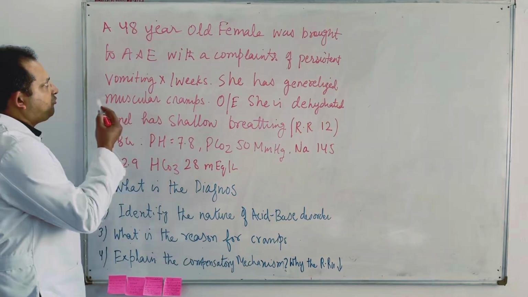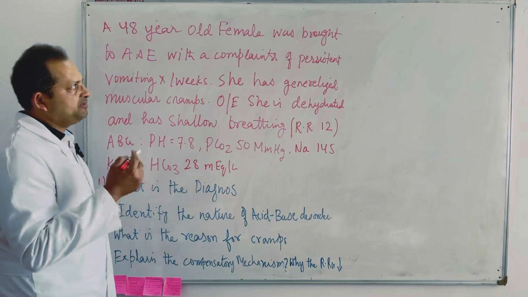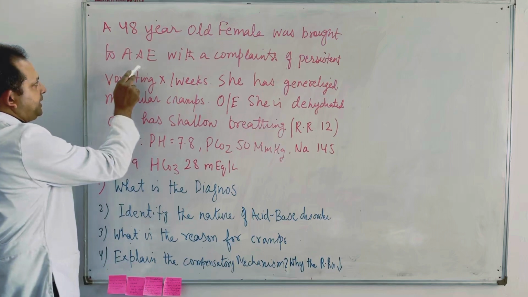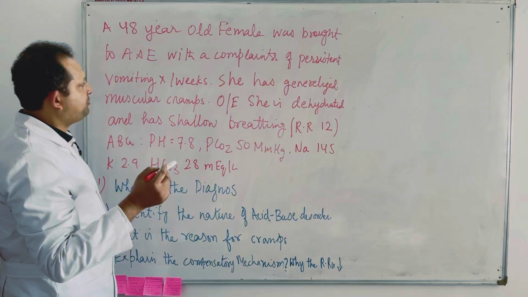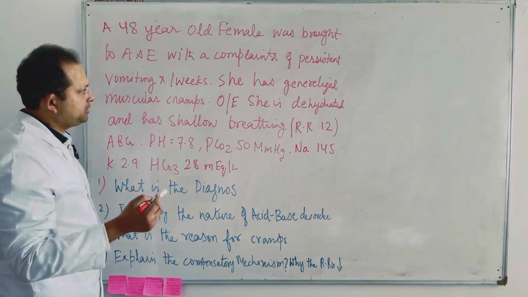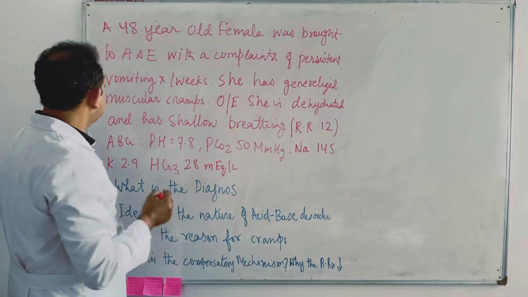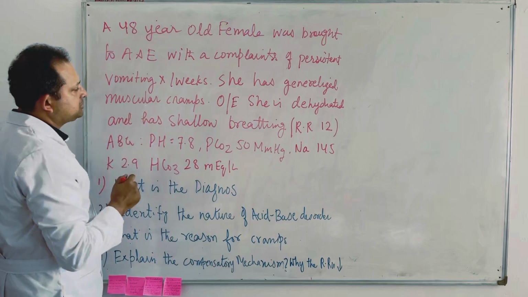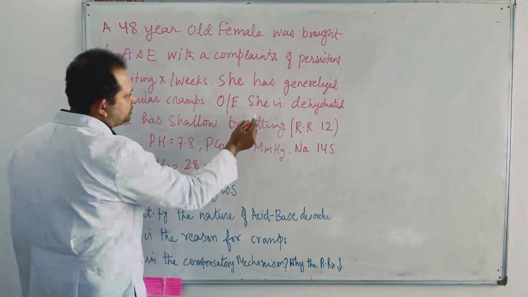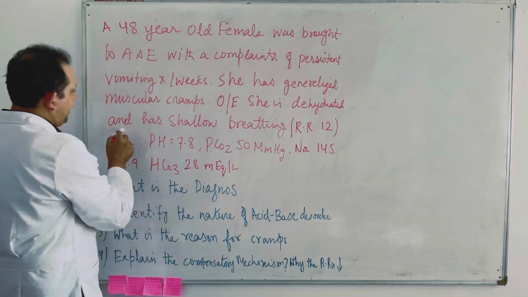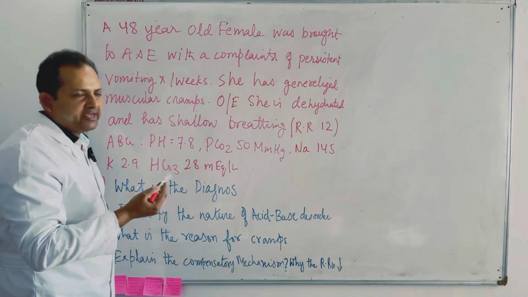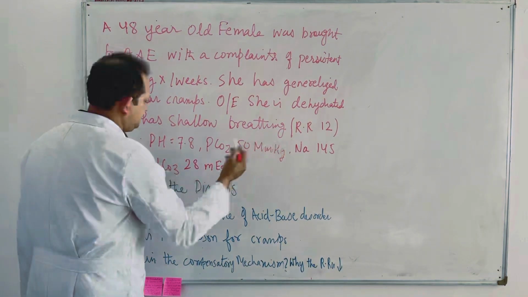So a 48-year-old female was brought to A&E with complaints of persistent vomiting, and for the last 1 week she has generalized muscular cramps. On examination, what you find is that she is dehydrated and she has shallow breathing. The respiratory rate has gone down, and that is 12.